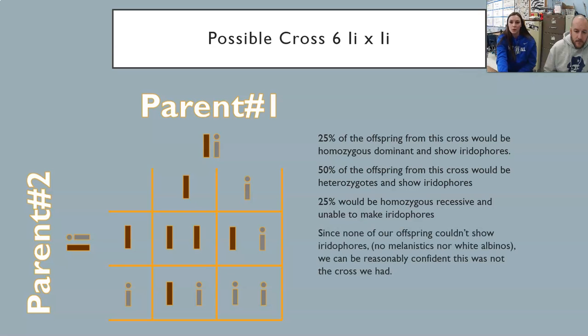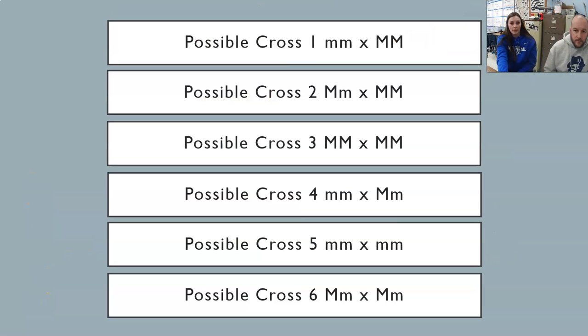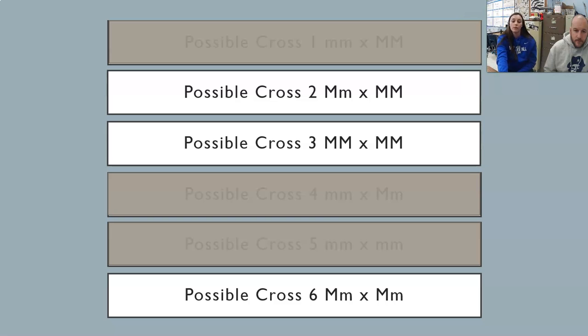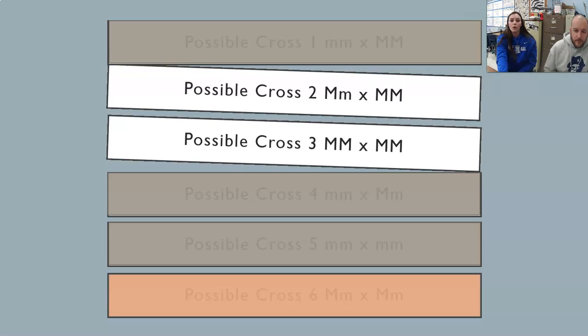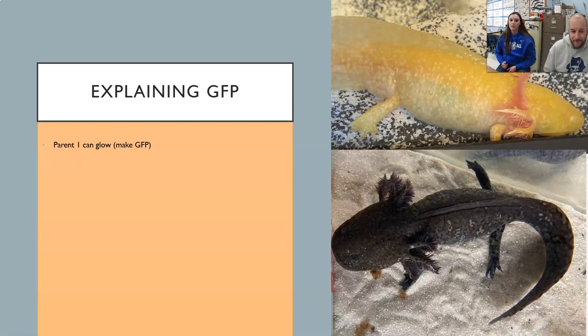That's not super consistent with what we saw, right? We saw all of our offspring able to make iridophores. So this possible cross we can eliminate, right? So just for melanin, we can eliminate possible crosses 1, 4, and 5 because of what the parents look like. We can eliminate possible cross 6 because of what we saw for our offspring, but we don't know whether it's possible cross 2 or possible cross 3. We can't tell until we have more information, which we don't have right now. So next thing we need to talk about, we're going to talk about GFP.